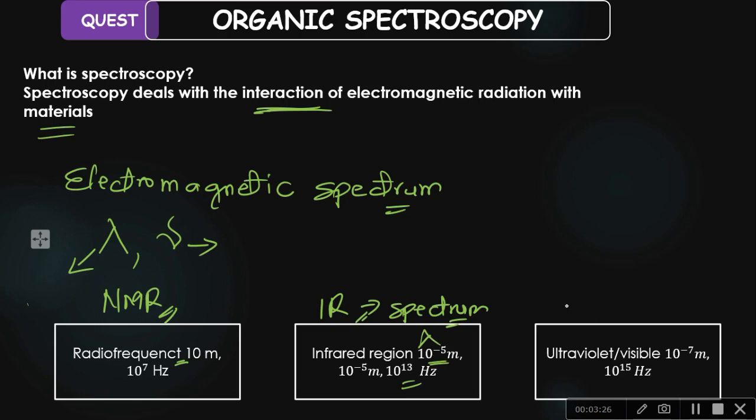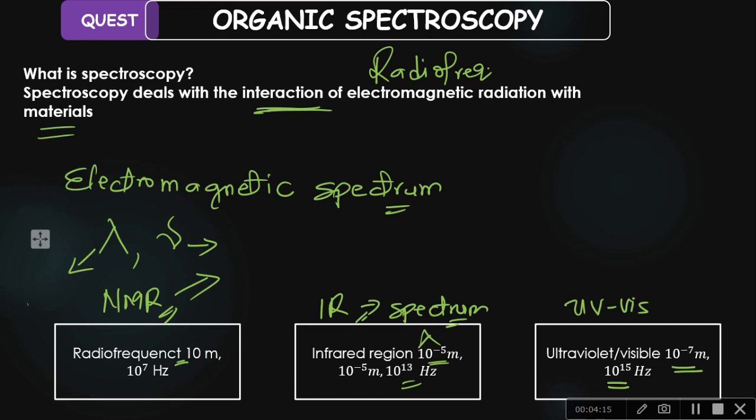And then the ultraviolet is for UV-visible. That one is a spectroscopic technique that uses electromagnetic radiation from the ultraviolet or the visible region of the electromagnetic spectrum, which corresponds to a frequency of 10^15 hertz and a wavelength of 10^-7 meter. Now, the most important thing we need to know is that spectroscopy deals with the interaction of electromagnetic radiation with material. If the electromagnetic radiation is from the radio frequency region, we call that kind of spectroscopy NMR spectroscopy.